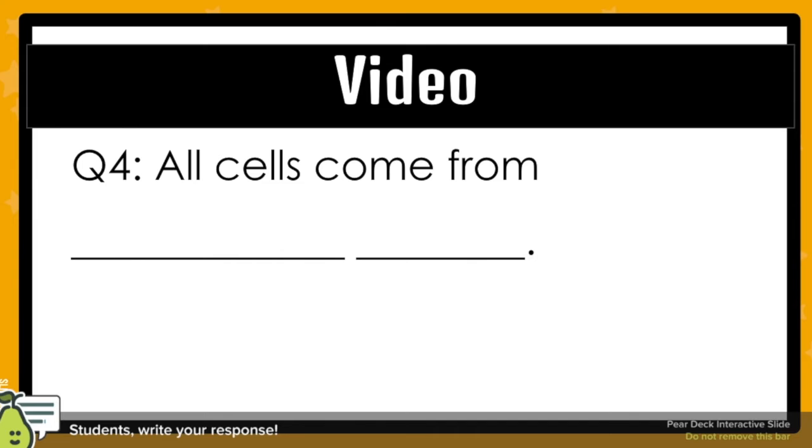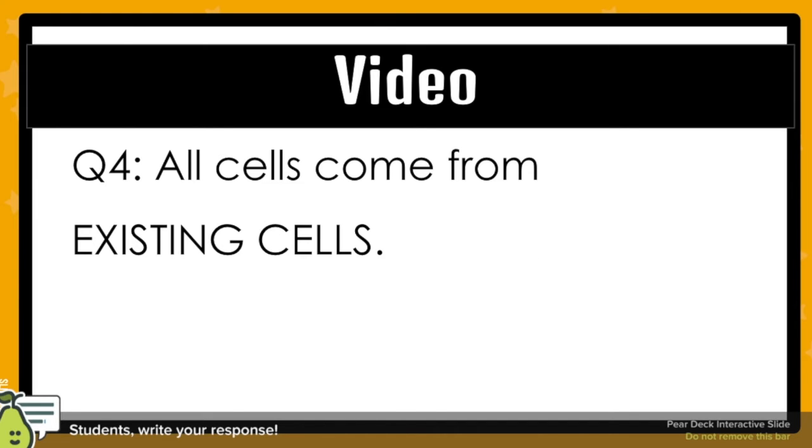Where do cells come from? All cells come from existing cells. We come from a cell before us. For example, we come from our parent cells, and our parent cells come from our grandparent cells, and our grandparents come from our great-grandparent cells.